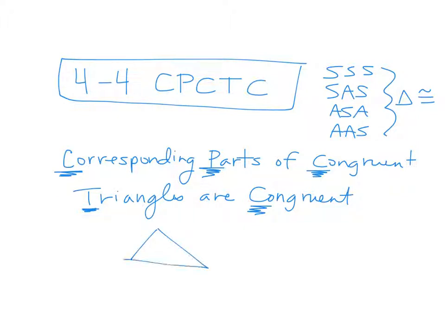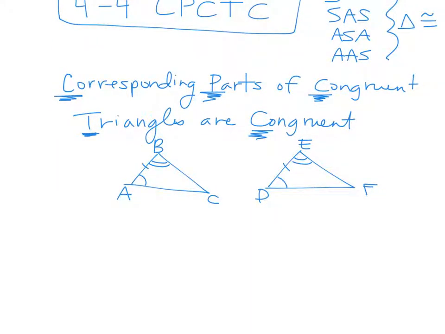If I have these two triangles, where this is ABC and this is DEF, and I have marked angle A is congruent to D, AB is congruent to DE, and angle B is congruent to E. Okay? Right now, I know the triangles are congruent. How do I know that? Triangle ABC is congruent to triangle DEF by ASA.